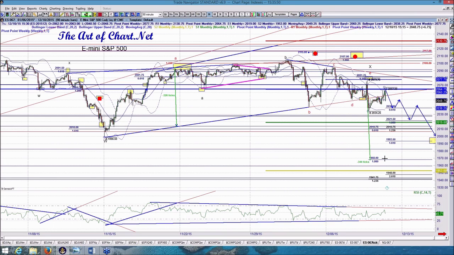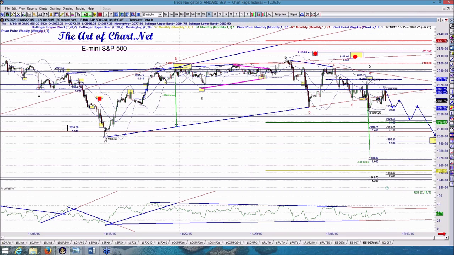Okay, now do you know what this number is? 1968. Okay, that is your ABC, which is your W, X, and that's your Y right there at 1968. Okay, so we have potential to go to 1968. Okay, just keep that in mind. If this is a WXY in a three-wave move on a larger scale, okay, that's what we're going to see.